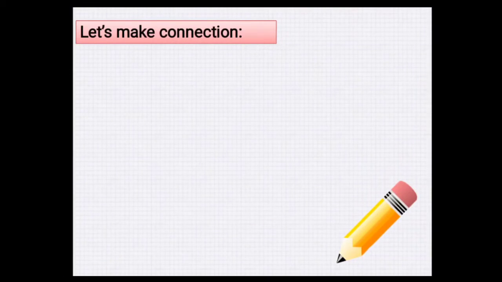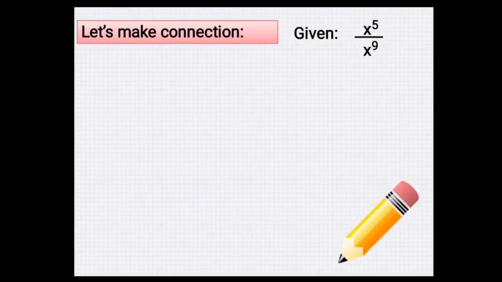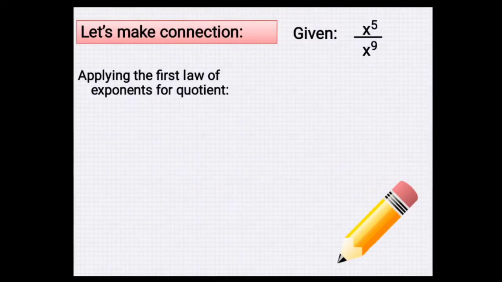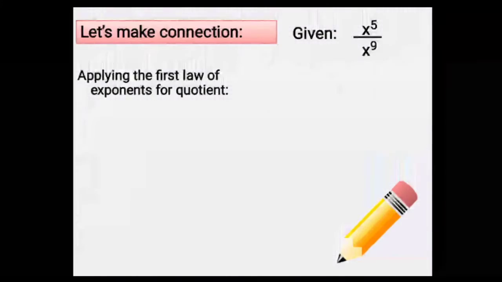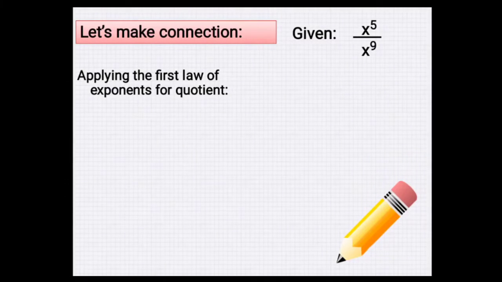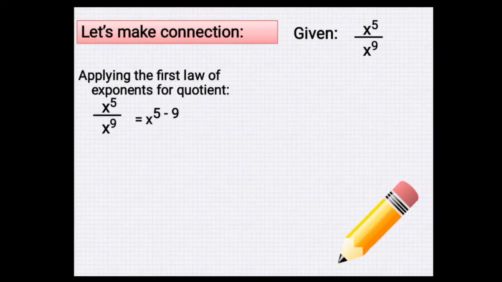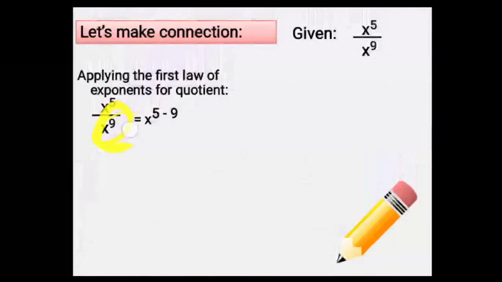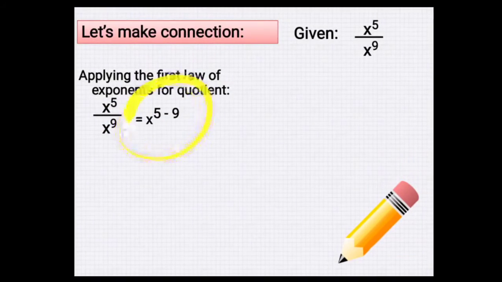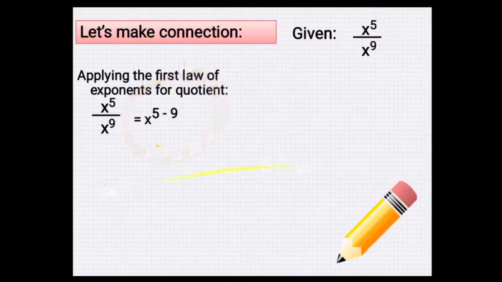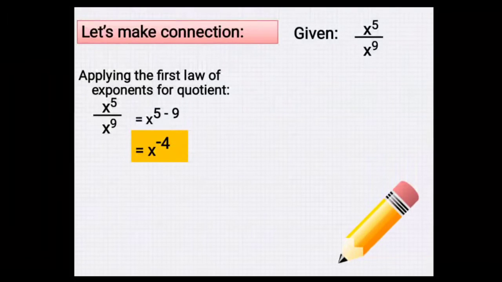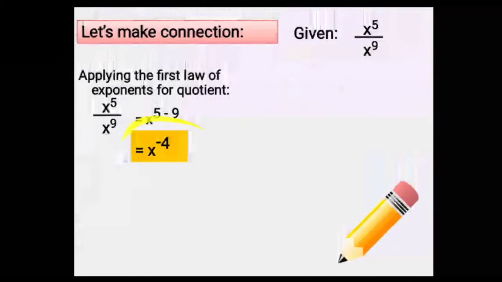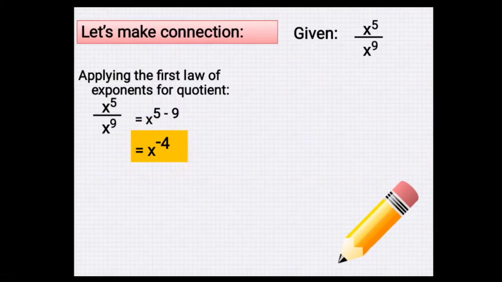Now, let's make a connection. Given x to the 5th power divided by x to the 9th power, applying the first law of exponents for quotient, we have the exponent of the numerator minus the exponent of the denominator, which is x raised to the 5th minus 9th power, that is x raised to the negative 4th power. Okay, because 5 minus 9 is negative 4.